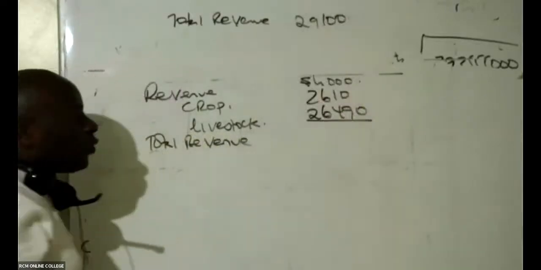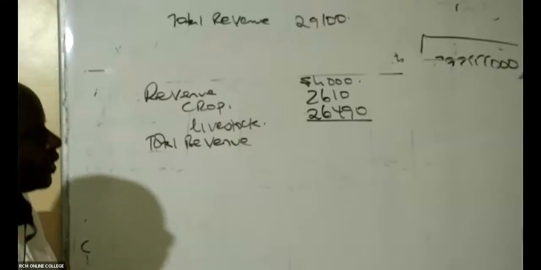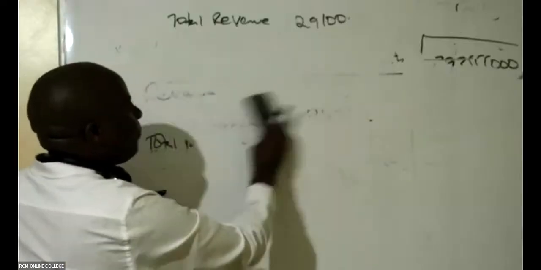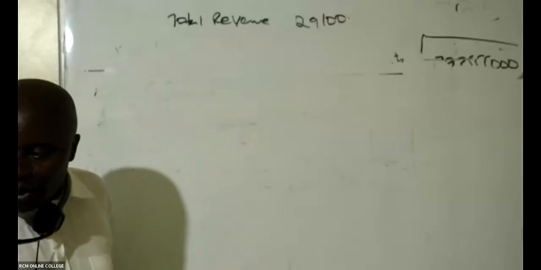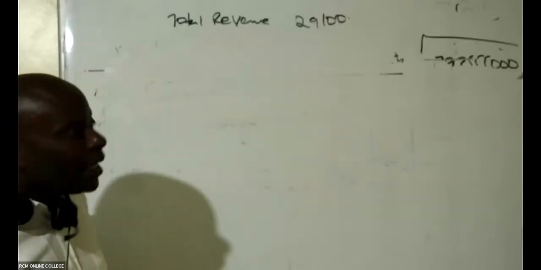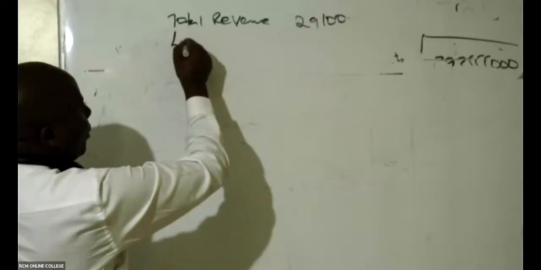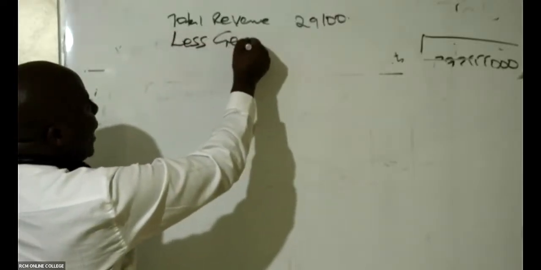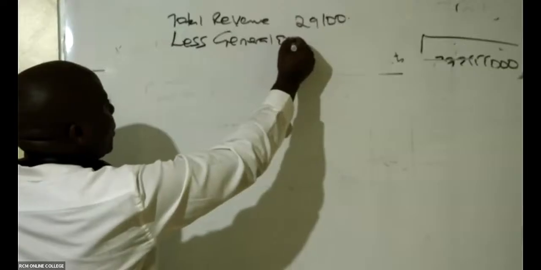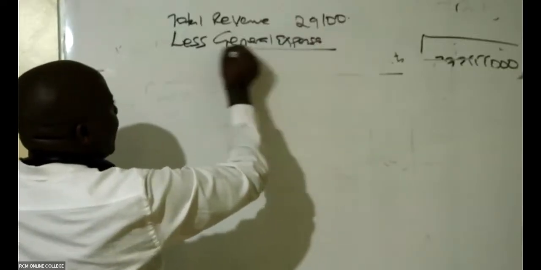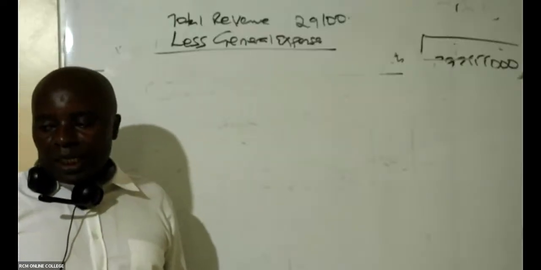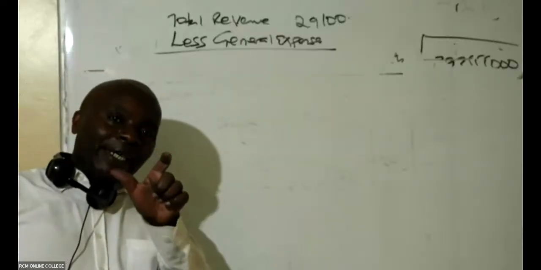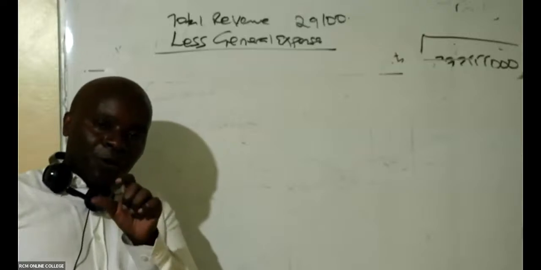For lack of space, you will allow me to just delete this. And then now, which expenses are we going to subtract? So we'll come and less the general expenses, the ones that are overheads, the ones that are common to both.